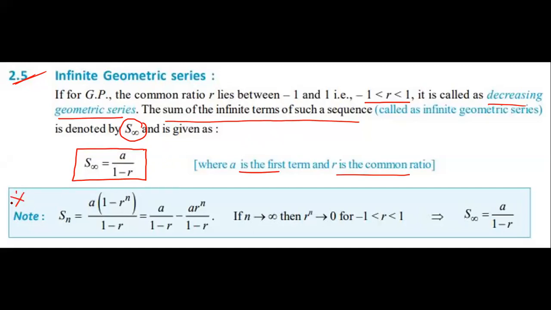I have given a proof here also. If n tends to infinity, then R power n tends to 0, when R lies between -1 and 1. So this value is 0, and only this is left. So S infinity means A by 1 minus R. This one was already discussed.